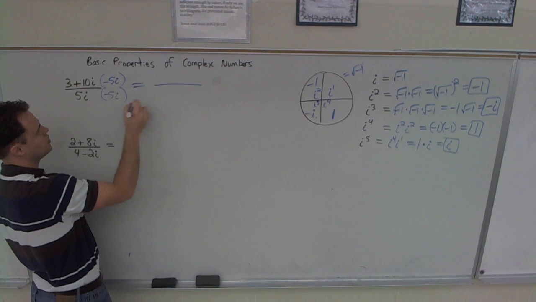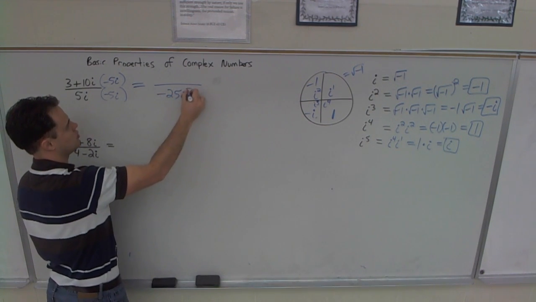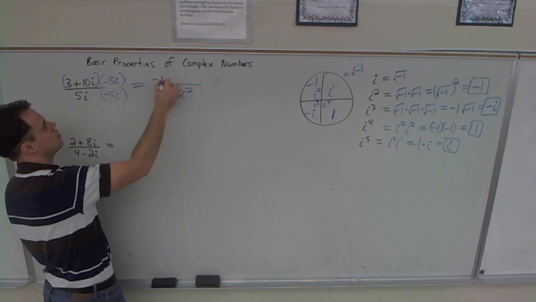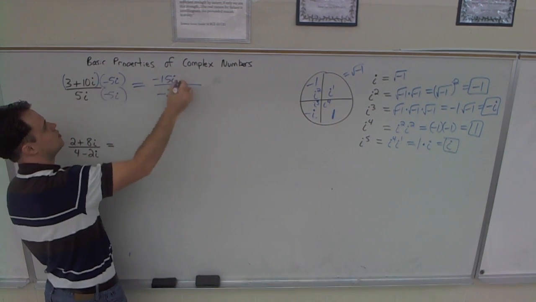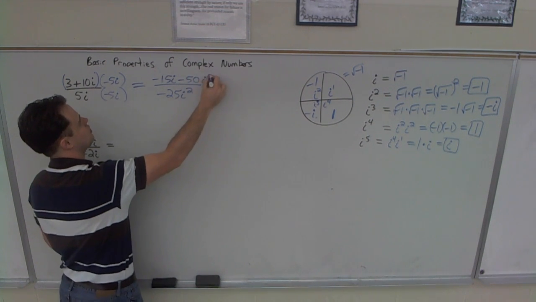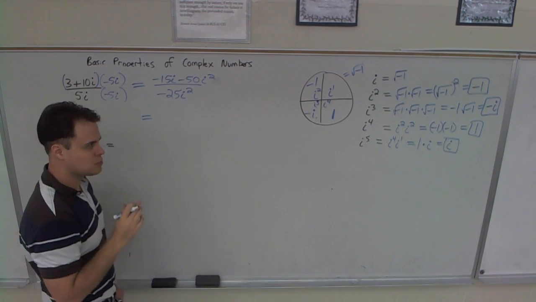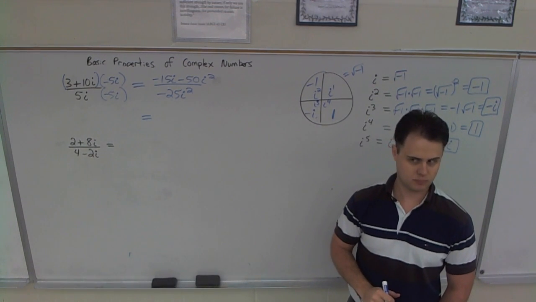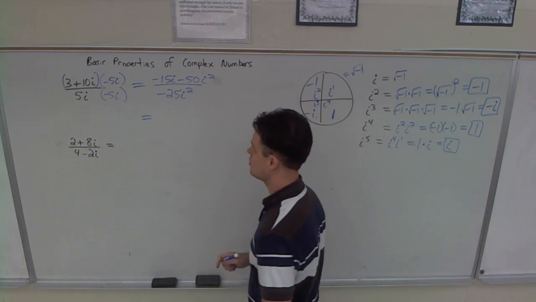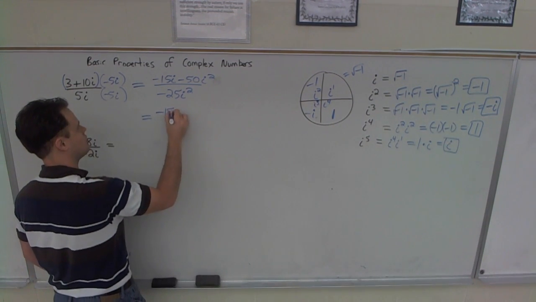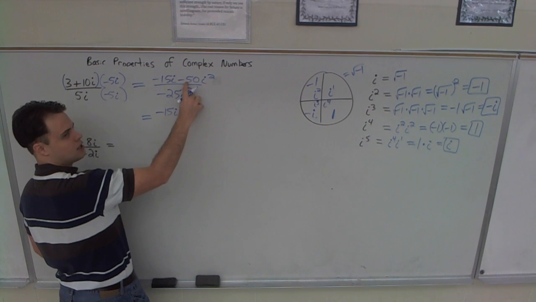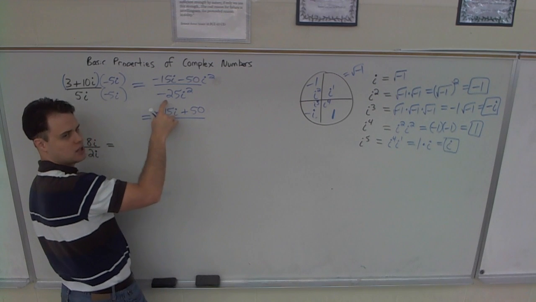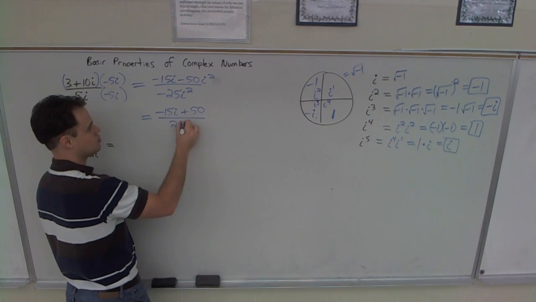Well, because on the bottom we're now going to have negative 25i squared. On the top I need to distribute it, right? So I'm going to have negative 15i minus 50i squared. And I can simplify this by, of course, remembering that i squared is also what? i to the fourth is 1. i squared is negative 1. So I've got negative 1 times negative 50 is positive 50. Negative 1 times negative 25 is 25.